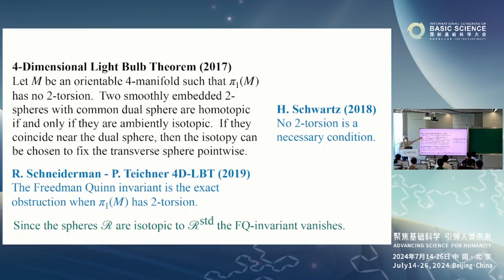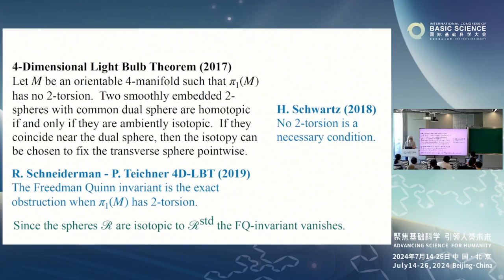So let me just quickly tell you this. I'm just stating it for a single pair, but the light bulb theorem says that if you have two spheres with a common dual sphere, by dual sphere I mean it intersects each once and has a trivial normal bundle, then if they're homotopic, they're ambiently isotopic. And you can do this ambient isotopy without creating extra intersections between the spheres and the dual sphere.